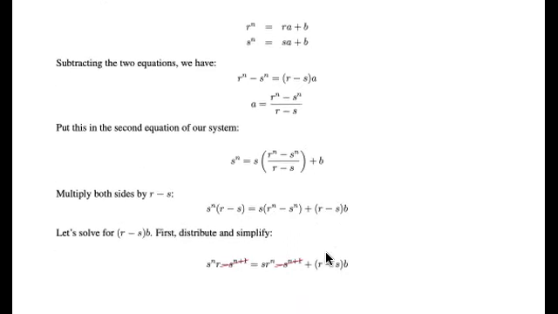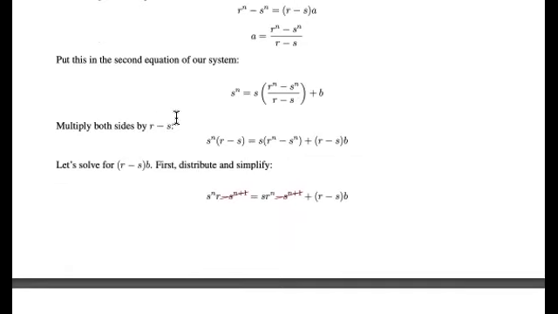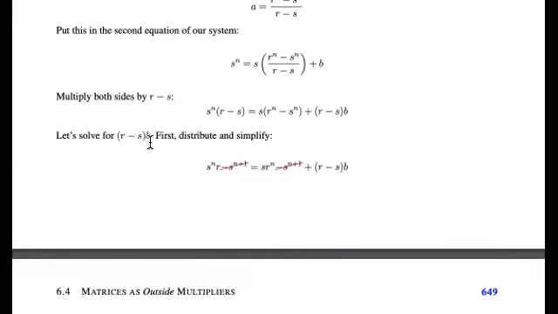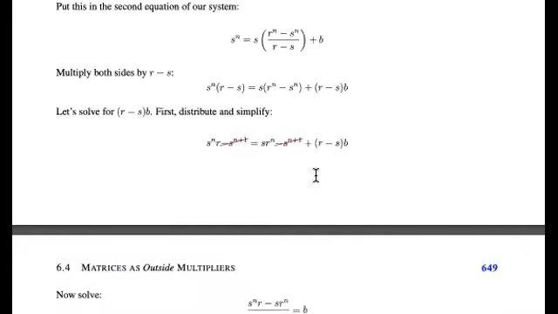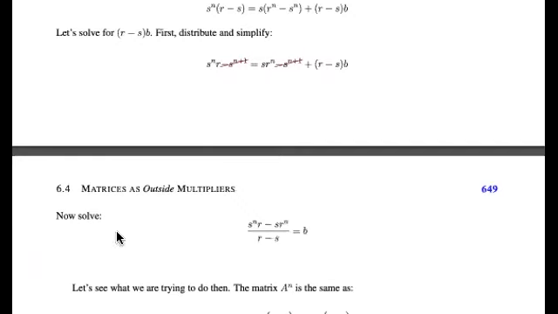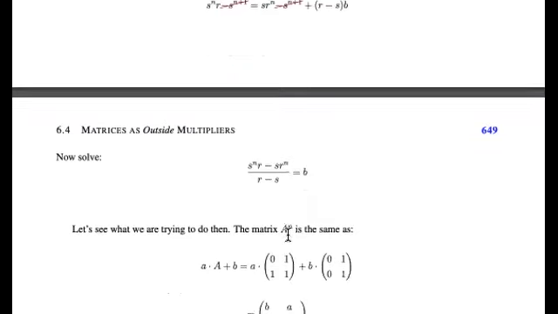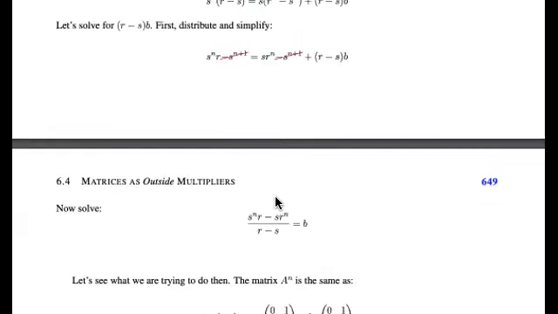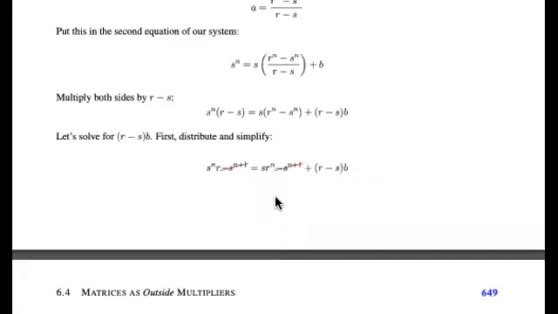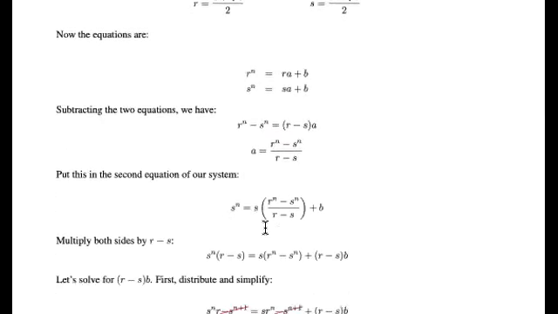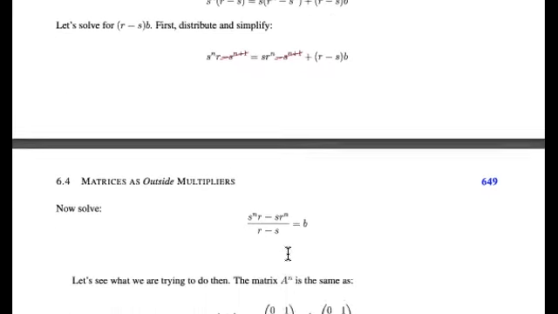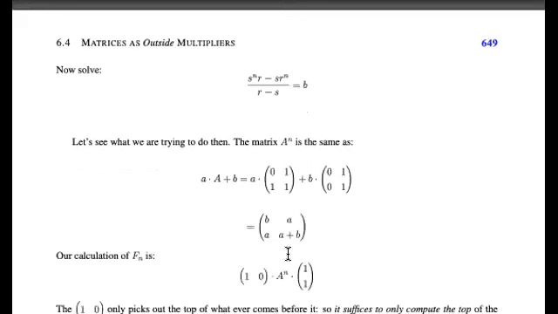Now here I do a little bit of computation. Multiply both sides by R minus S, and that gets rid of the R minus S there. And then solving for R minus S times B, we do that. Notice we distribute and cancel a little bit, and then divide out by R minus S this way. So B is equal to that. So we get A is this, and we get B is this.